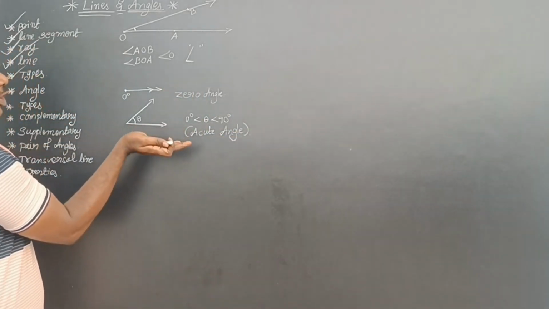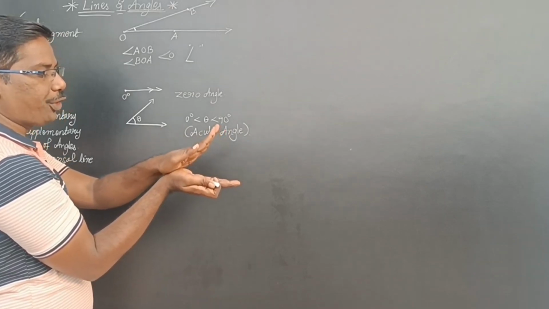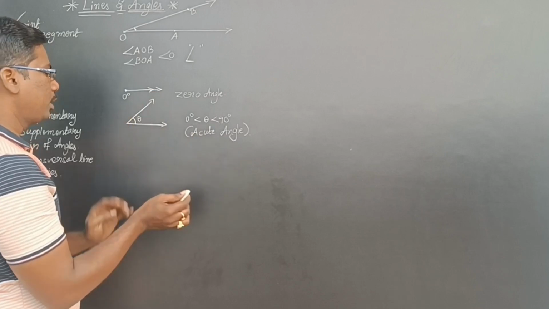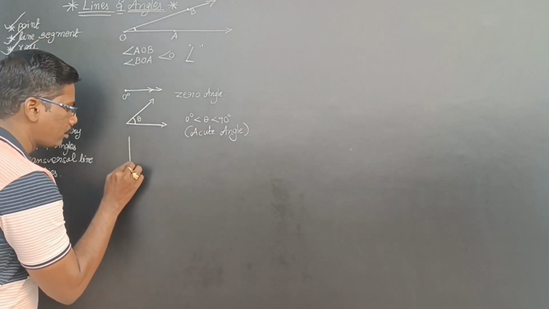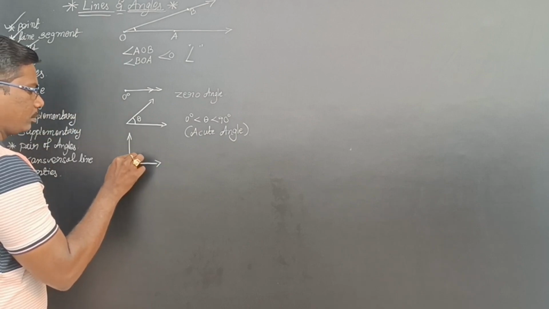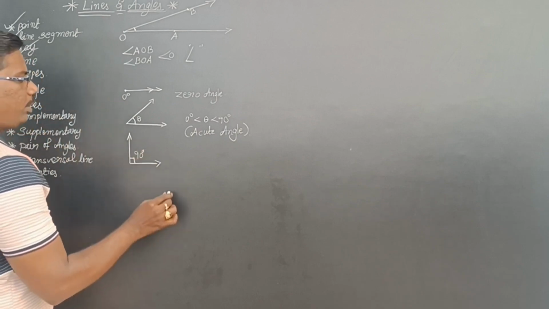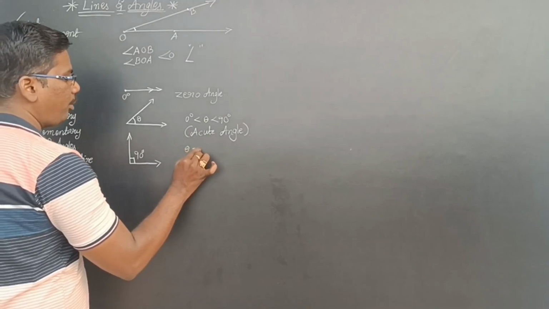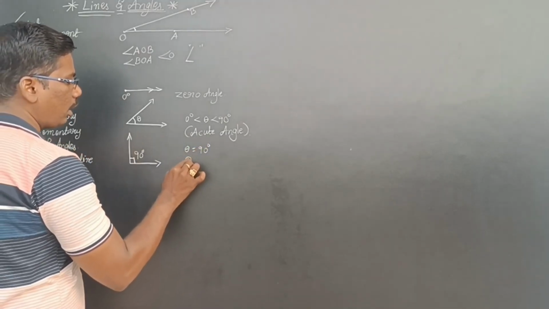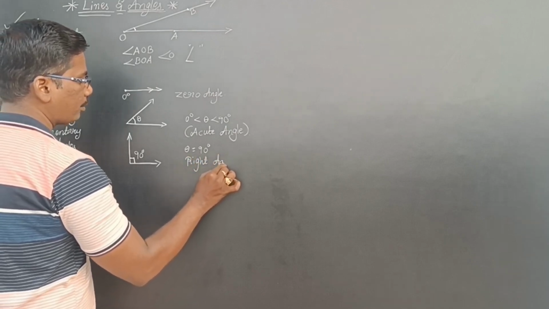Again I am moving. So see here, my two rays are like this. I am moving like this. I got acute angle. Now I will keep it straight. Then see, this is exactly 90 degrees. Means we can say if the angle between two rays is 90 degrees, then that is called right angle.